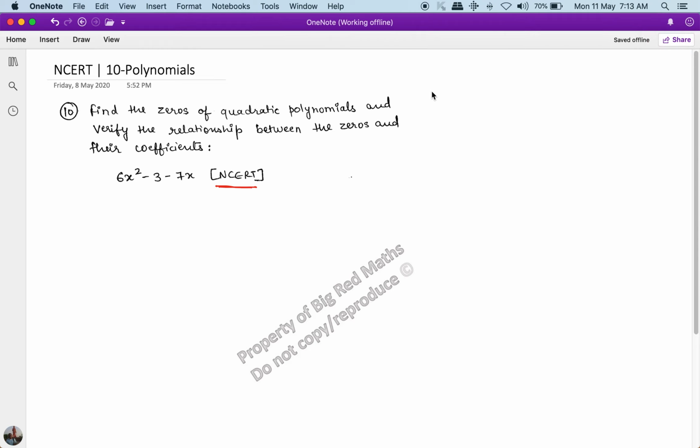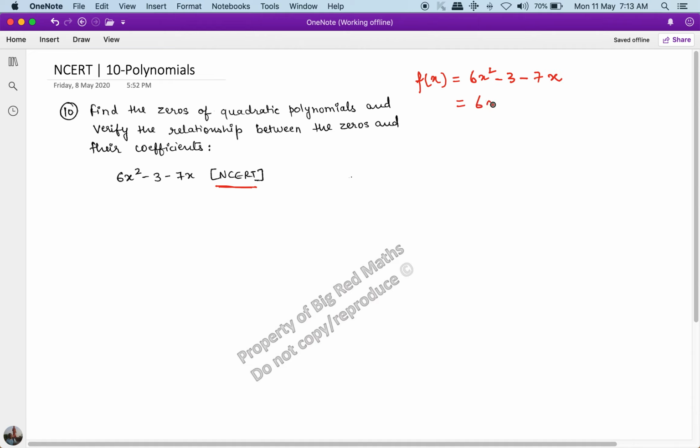So let's first find the zeros of the quadratic polynomial. The question is f of x is equal to 6x squared minus 3 minus 7x. Let me first bring it to its standard form, which starts with 6x squared. And since I have to find the zeros, let me equate this to 0. 6x squared minus 7x minus 3 equal to 0.